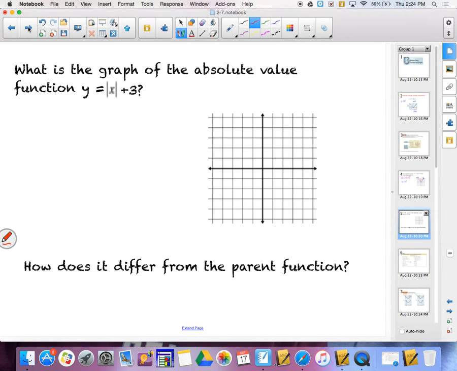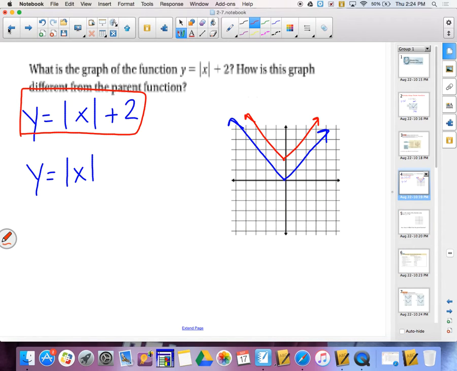This one wants to know, let's go back to this one a second. I know the question. It says, how is this graph different from the parent function? In words, what would you say if we went from the parent function to this one? What would I do to it? Shift up 2. When they ask you how they differ, that's what they want. They just want words, okay?